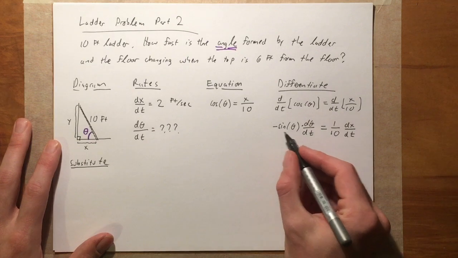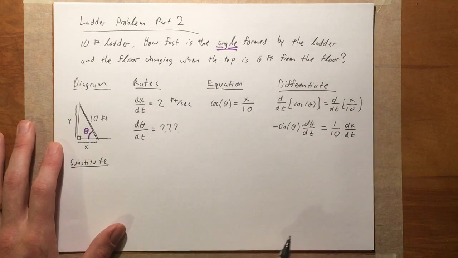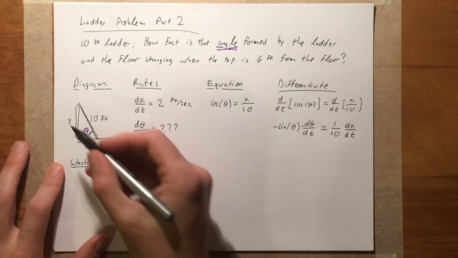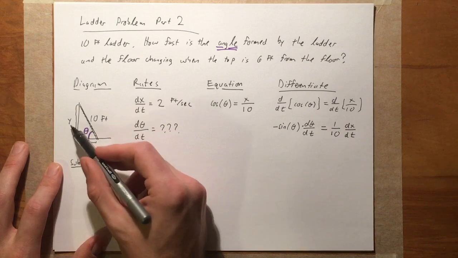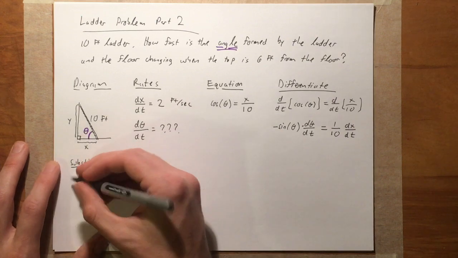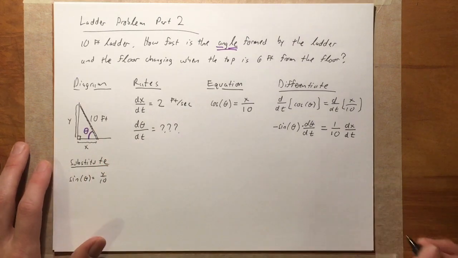Because if we can figure out what sine of theta is without ever having to figure out theta, then we can get around it. So sine of theta we know is the opposite side divided by the hypotenuse, right? Sine of theta will be opposite over hypotenuse, which is y over 10. Let's write that down. Sine of theta is y over 10, right?